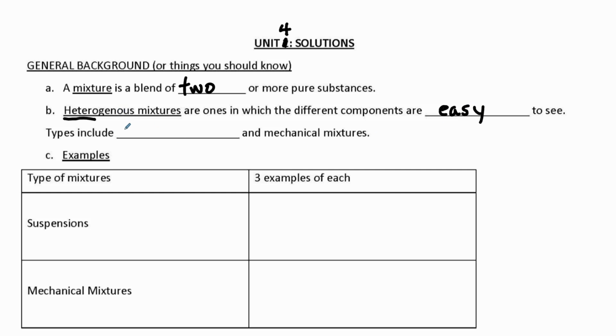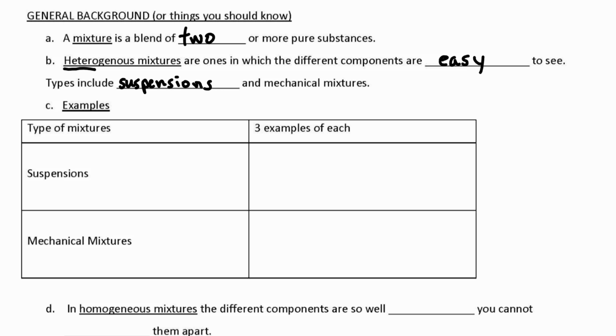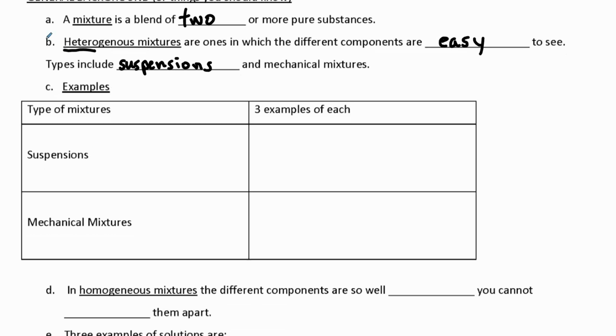Types include suspensions and mechanical mixtures. So let's look at what a suspension and a mechanical mixture are in more detail. Remember, we're talking about mixtures here, so there's 2 or more pure substances making up this mixture. And when it's heterogeneous, we can identify the different components. It doesn't appear completely uniform. It can either be separated or you can physically see the different components.